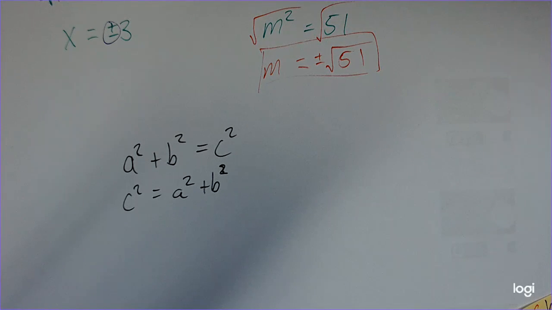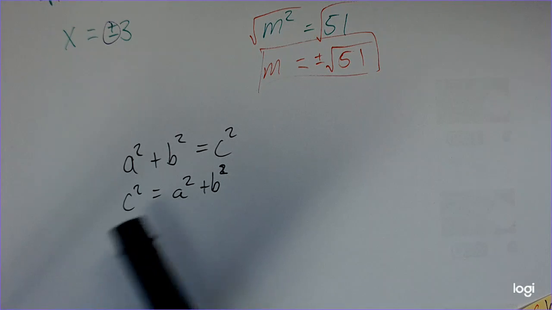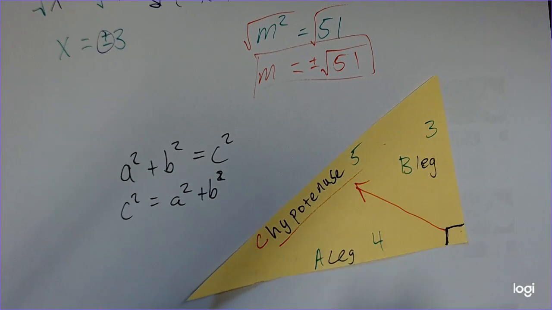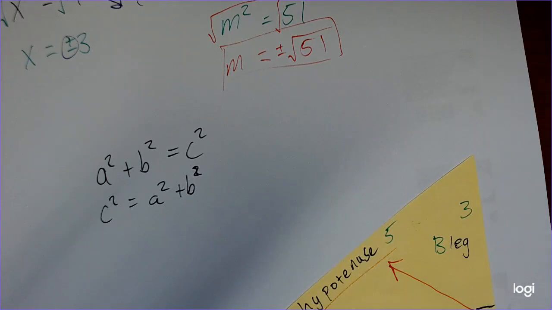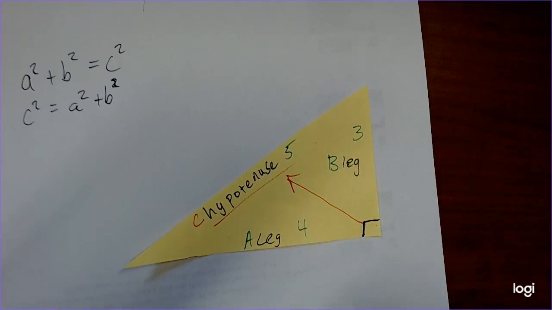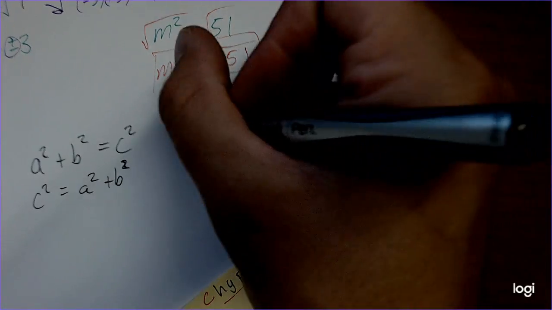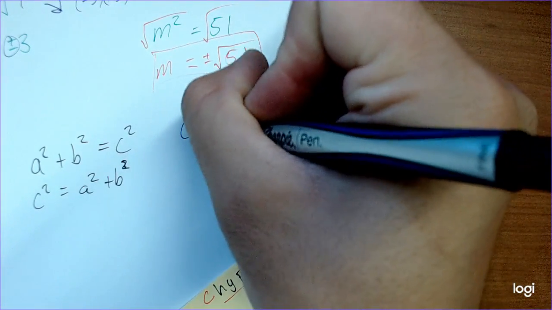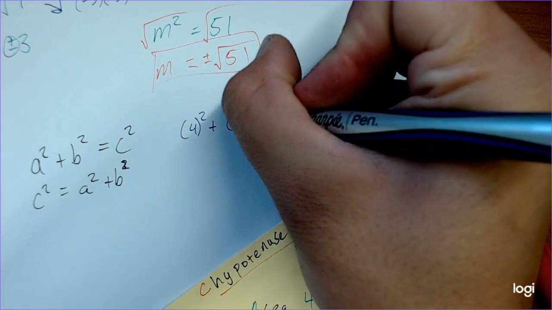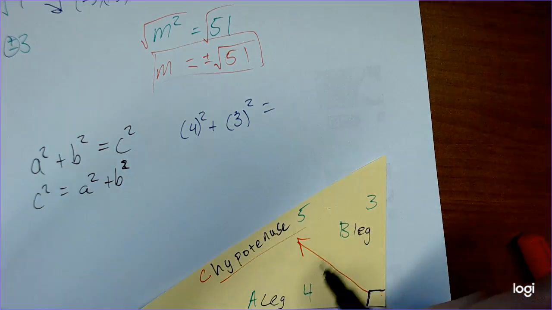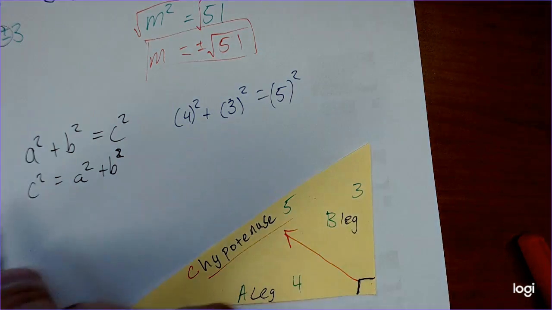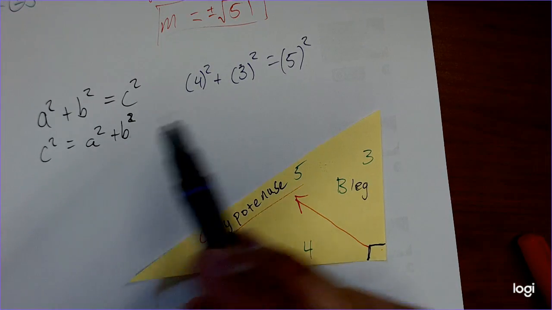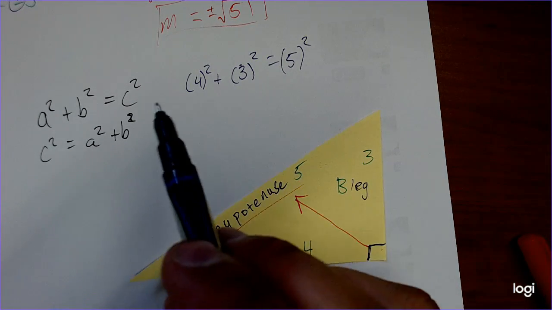So if I know two sides of a right triangle, I can find the third side using this theorem. So let's talk about what that means right here. We'll prove it with this one. So if I were to plug the numbers in, A and B, right? So A being 4, B being 3. So that would be 4 squared plus 3 squared, and then the hypotenuse being 5. So that should equal 5 squared. Does everyone see how I did that now? Instead of A, I put 4. Instead of B, I put 3. Instead of C, I put 5.